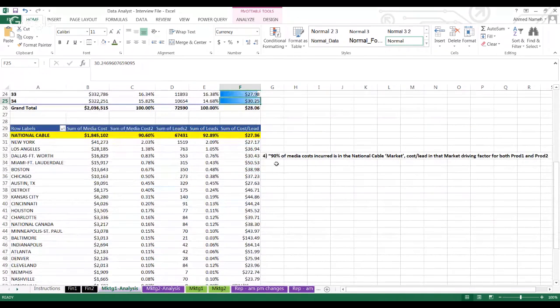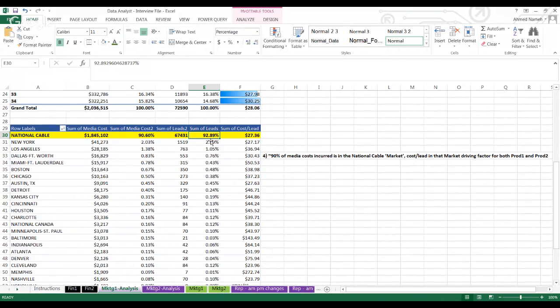Last but not least is how the media costs are allocated amongst the various markets. As is shown here, over 90% of the media costs for both products combined is spent on national cable. That 90% investment results in roughly 93% of the leads generated.